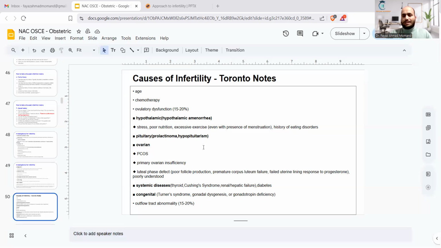Pituitary causes like prolactinoma, hypopituitarism, etc. They can also be present in some patients. Ovarian causes like ovarian failure, etc. PCOS is a cause of infertility. Ovarian insufficiency.